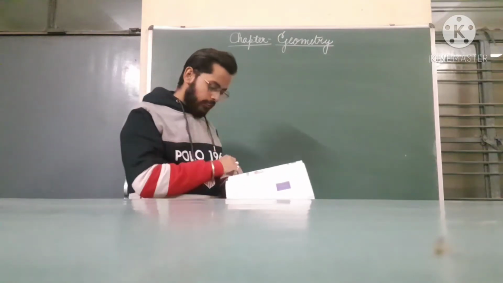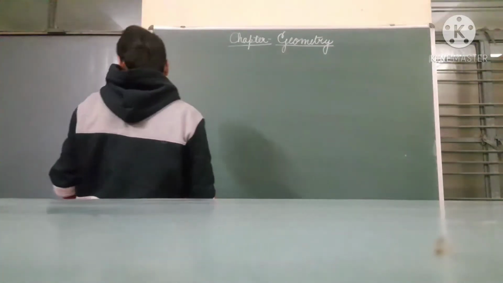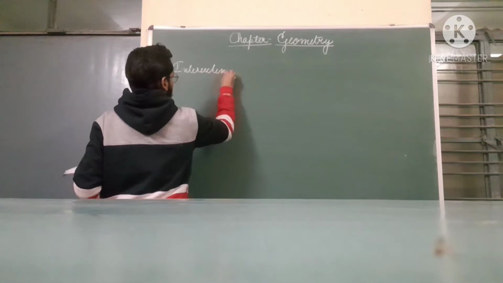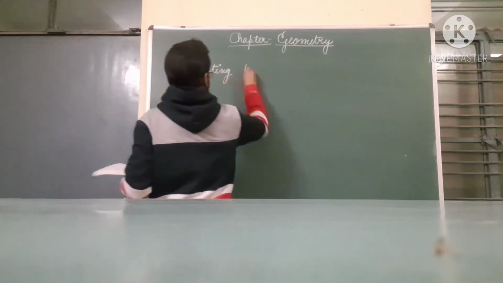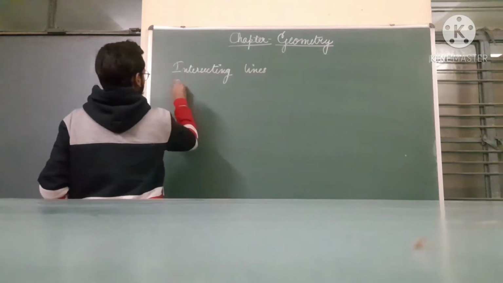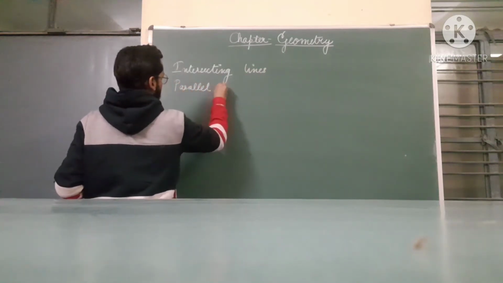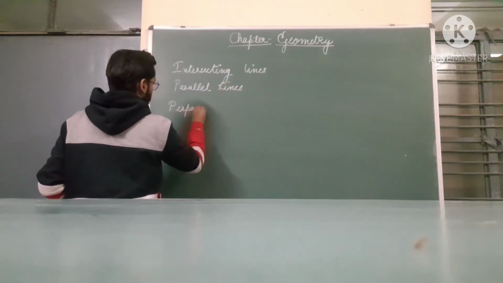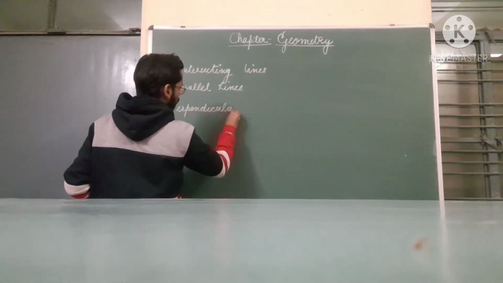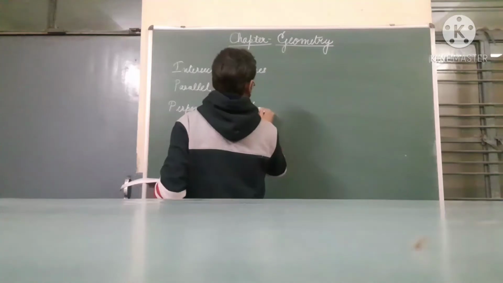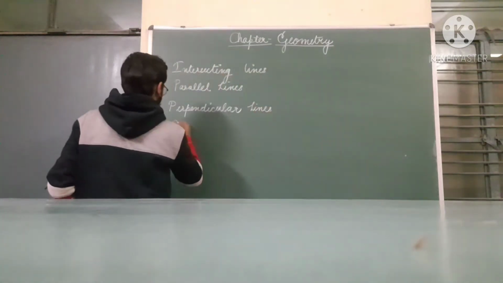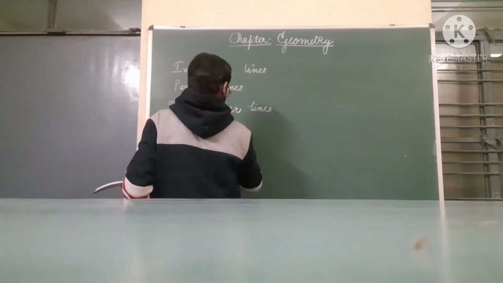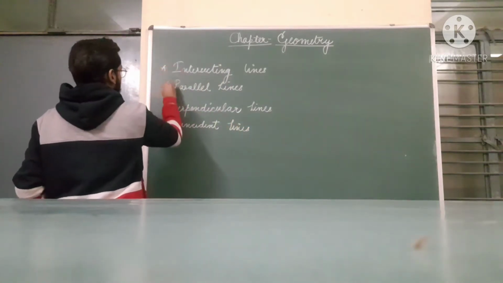Before starting with the exercise, I will tell you what types of intersection we will discuss here: intersecting lines, parallel lines, perpendicular lines, and the last one, coincident lines. We will discuss these four.